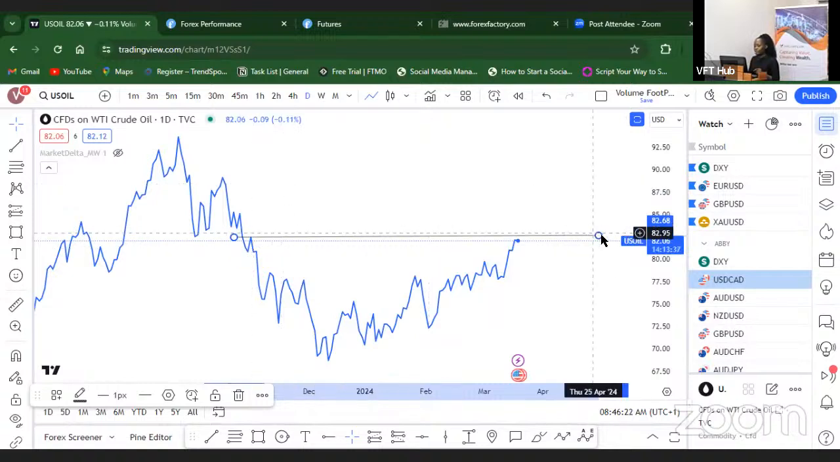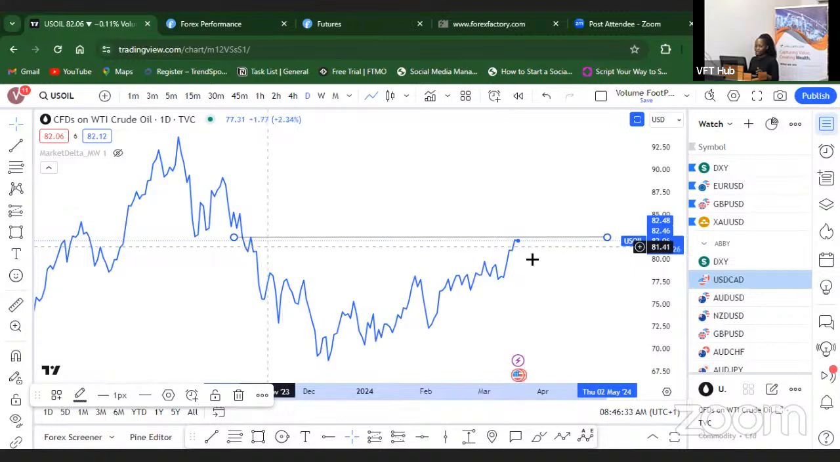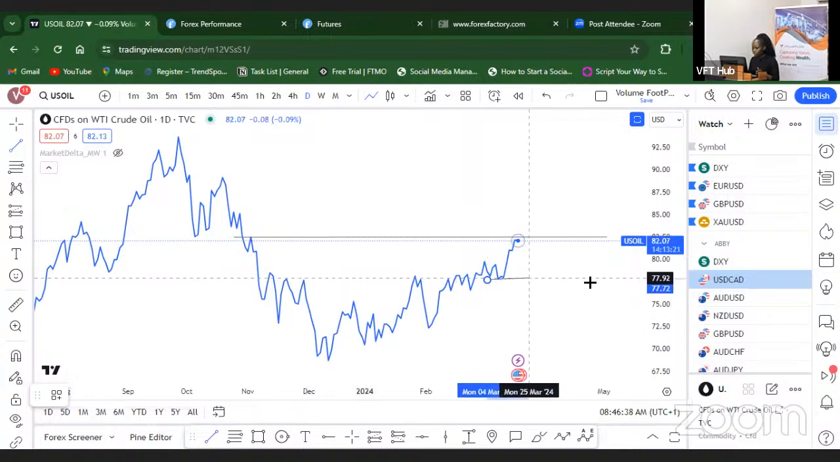We're expecting if US oil takes out this level and keeps buying, then we would want to really understand what's going on regarding the USD CAD, right? But if it doesn't break above this resistance and comes to trade all the way in here and breaks this level, then we know that our USD CAD buy is on point, right?